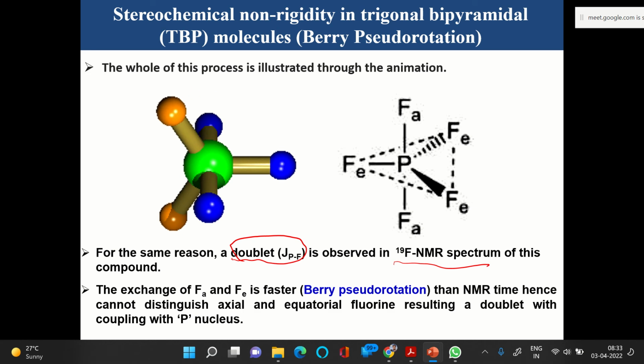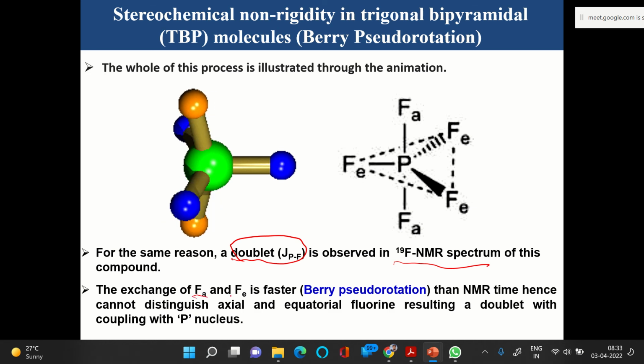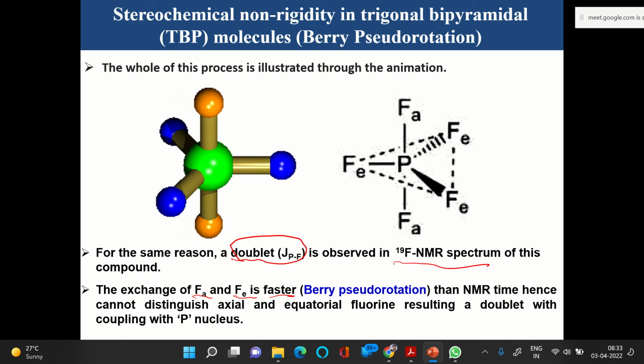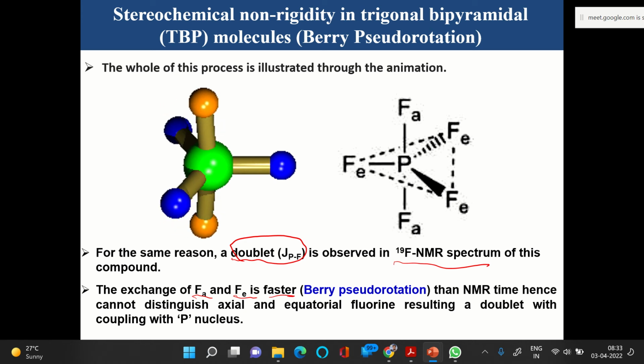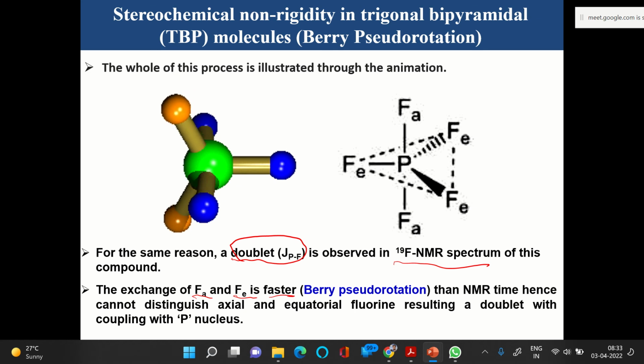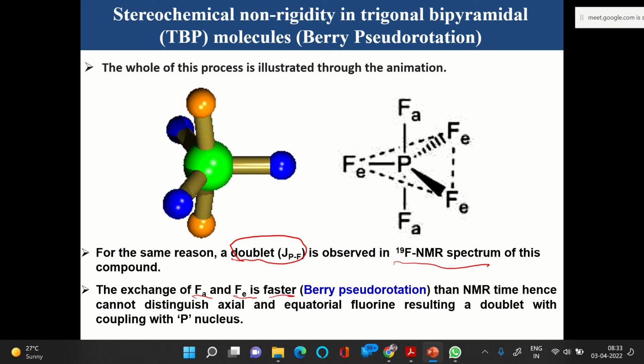Now we have already learned that FA and FE exchange is fast. So rotation is happening on a much faster time scale as compared to NMR spectroscopy. The data acquisition in NMR takes microseconds time scale. Pseudo rotation is happening from nano to picosecond order, so NMR is at least 1,000 times slower than the speed at which these things are happening. So I think now you are getting it.